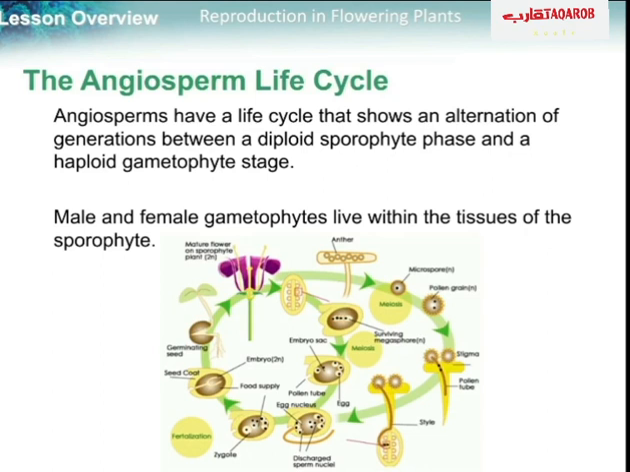The angiosperm life cycle. Angiosperms have a life cycle that shows an alternation of generations between the diploid sporophyte phase and the haploid gametophyte stage. Again, the alternation of generations that we can find in the angiosperms is between the diploid sporophyte phase and the haploid gametophyte stage. Male and female gametophytes live within the tissues of the sporophyte, as you can see here in this cycle.